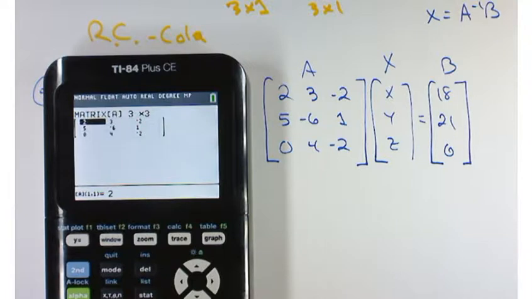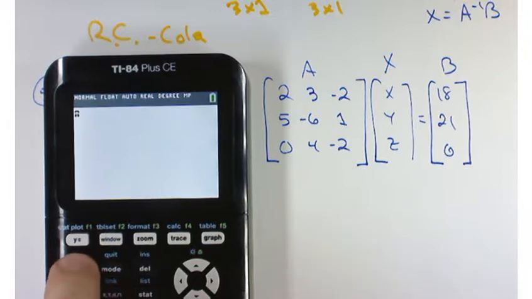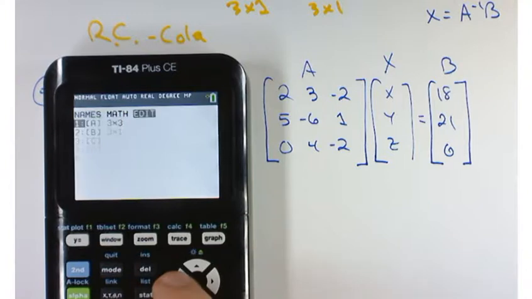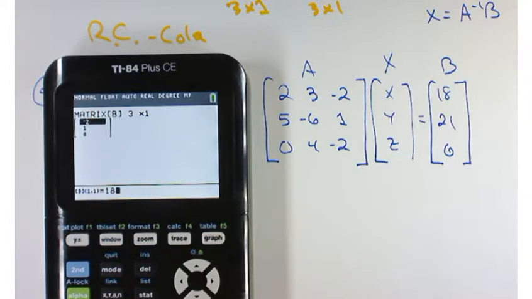Let's type in, oh no, we got to quit here. The important thing is that before you start entering matrix B, you quit this. So we'll hit the second key, then the mode key to exit out. Then we'll jump back in with matrix B. Second matrix, go over to edit, and down to matrix B. Still a 3 by 1 matrix. 18, 21, and 6. When you get that entered, you can exit out.